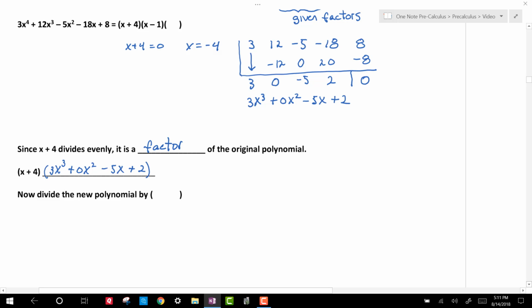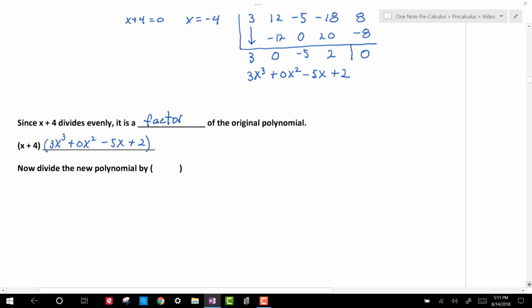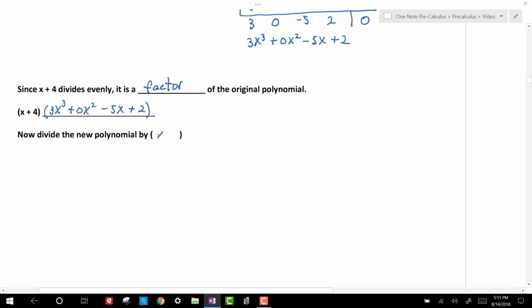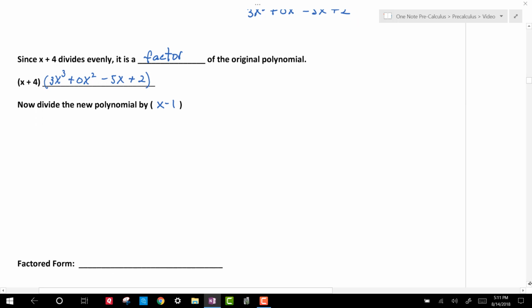But now I want to take that new polynomial and divide it by the second factor, by x minus 1. And it should also go in evenly because I was told that x minus 1 is a factor. So we take x minus 1, we set it equal to 0, we add 1 to both sides, and we get x equals 1. We take the coefficients from our new polynomial. So 3, this is why I left the 0 in there, because I knew I was going to have to divide again, and I didn't want to miss it when I went to do the division here.